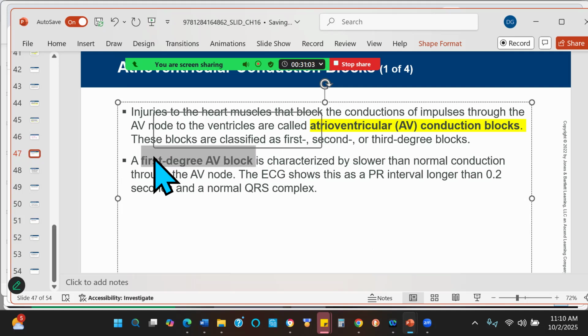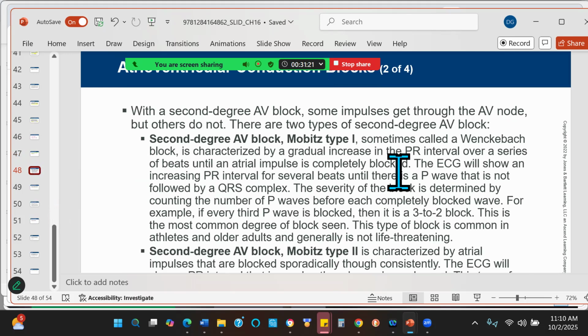First degree AV block, that's where the PR interval is longer than 0.2 seconds. By itself, the patient may not even feel this happening, so it's not that serious to the patient, but it has been known to progress to second and third degree. Second degree, type 1, is progressive lengthening of the PR interval and then an occasional total dropped beat. There just is no beat. The patient definitely feels that. And if it happens several times in a row, they may be dizzy or they may even pass out.